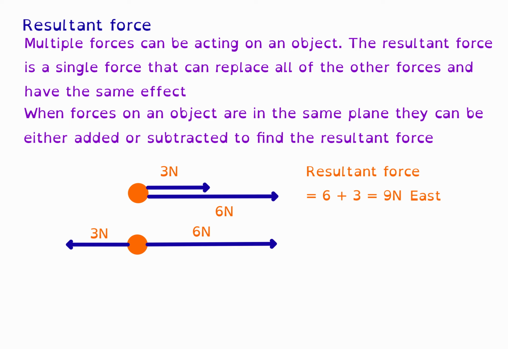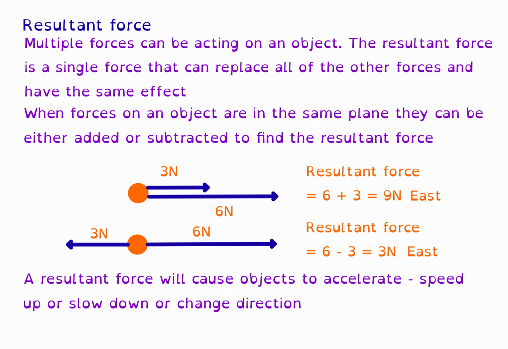In this second example, the forces are acting in opposite directions, and when they're acting in opposite directions, they need to be subtracted. So we get 6 minus 3, which gives us 3 newtons. So our resultant force is 3 newtons towards the east, because that is the side with the bigger amount of force, and so that will be the direction of our resultant force. A resultant force will cause an object to accelerate, and an acceleration can be speeding up, slowing down, or changing direction.